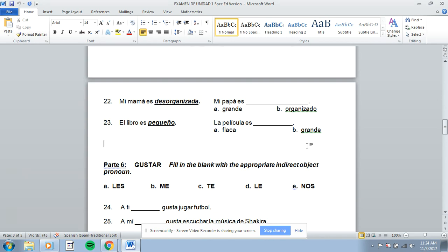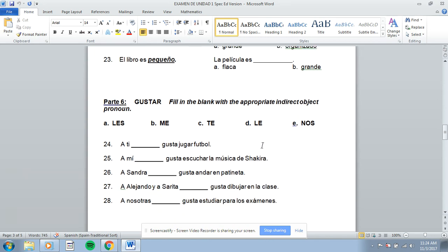Parte 6, part 6, is the me gusta, te gusta, le gusta, nos gusta, and les gusta. But notice they're all jumbled out of order. So if I were you, I would make a little 6-box chart and put in me, te, le, nos, and then an X through the middle right box, and then les. And that way it'll just give you a visual to help you fill in the blanks here.